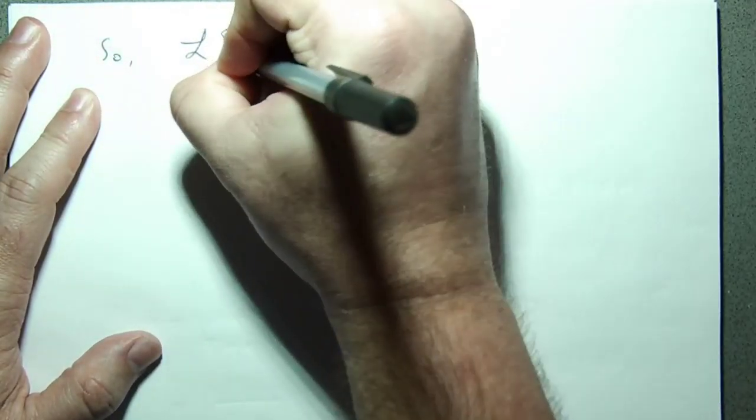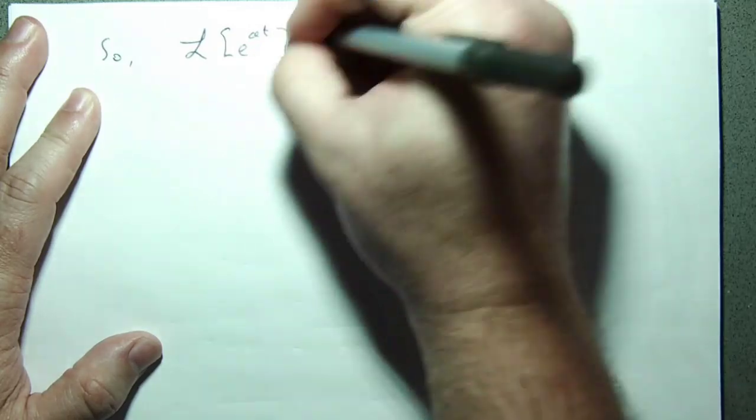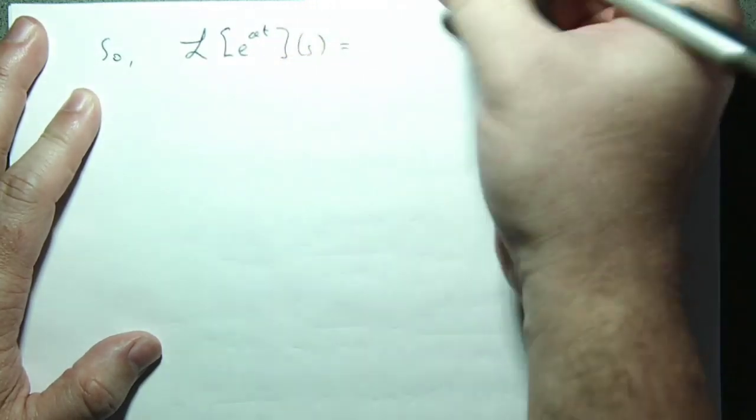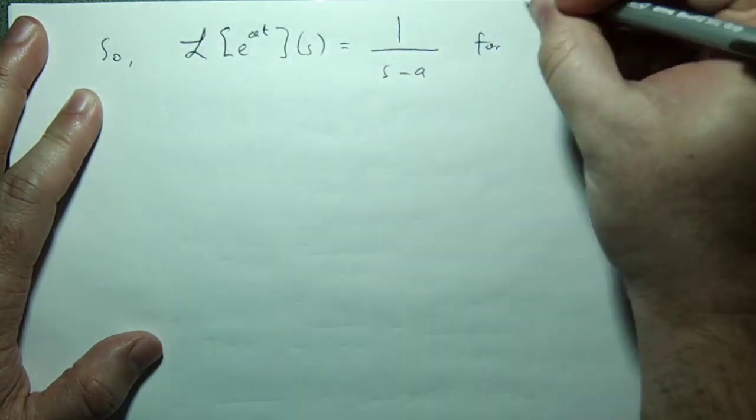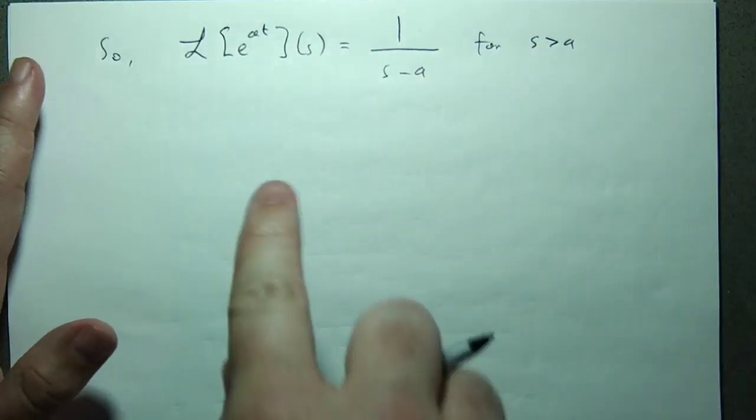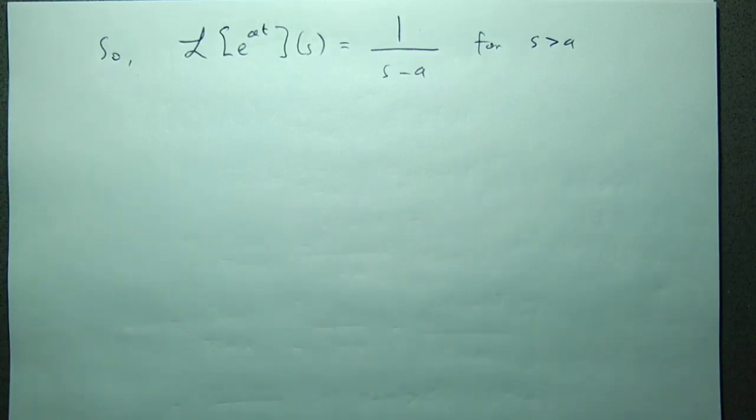The Laplace transform of e to the at of s is 1 over s minus a for s bigger than a. It's not defined for other s values. All right, so that's an example of how you would compute a Laplace transform using the definition directly.